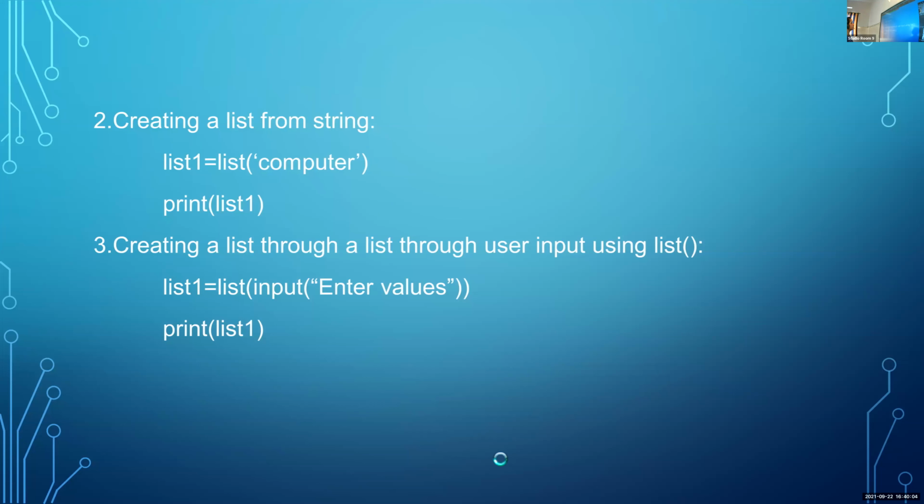So creating a list from a string, here list1 is equal to list within bracket. I'm giving one string, that is computer. This computer string is assigned to list1, and using this computer, we are creating a list using the function list, and that list is assigned to list1. If we print list1, the content of that list will appear within square brackets: C, comma, O, comma, M, all the characters. Okay.